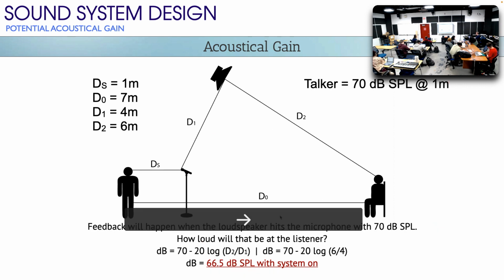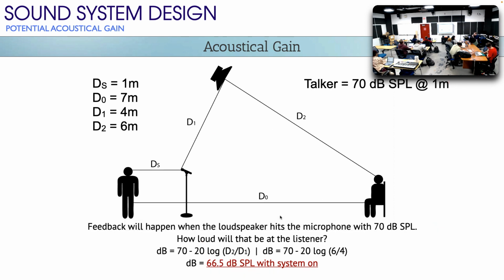Okay, so they hire a sound person to make a sound system. Now, feedback will happen when the loudspeaker hits the microphone at 70 dB SPL. So if the loudspeaker is hitting the microphone at 70 dB SPL, how loud will the loudspeaker be at the listener? If it's 70 here, how many is it at the listener? Well, we could figure that out by saying 70 minus 20 times the log of the distance from the loudspeaker to the listener divided by the distance of the loudspeaker to the microphone. Those are two distances.